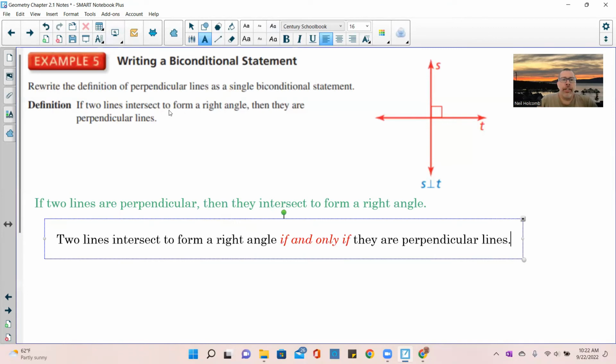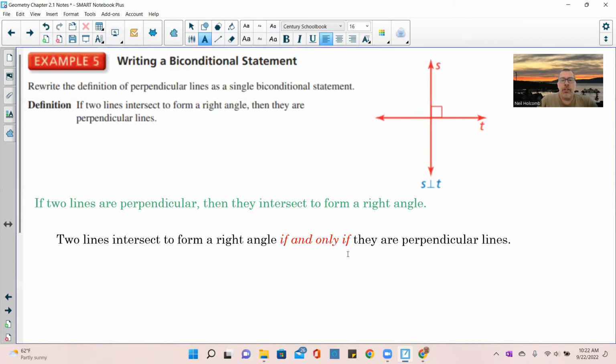Okay, so instead of writing the definition and then the definition's converse, you can simply write the two as an if and only if statement, a biconditional. So now it says two lines intersect to form a right angle if and only if they are perpendicular lines. So how would I write that?